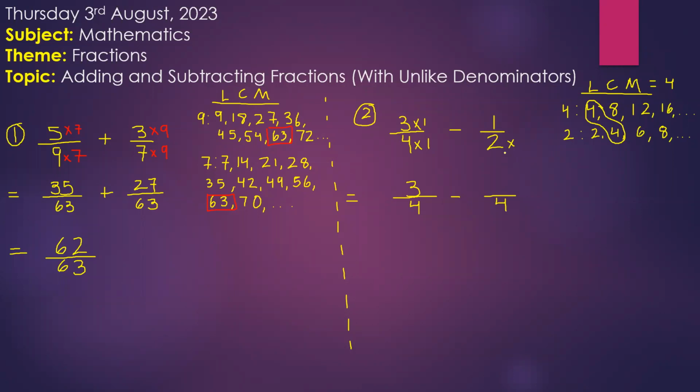So what times 2 gives me 4? What times 2 gives me 4? You say it again. What times 2 gives me 4? 2. Hello? What times 2 gives me 4? What times 2 gives you 4? 2. Very good. 2 times 2 gives 4.